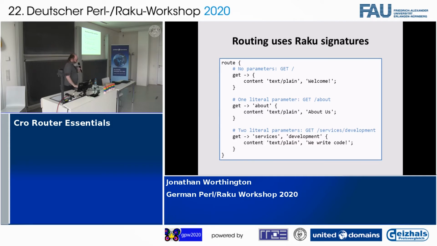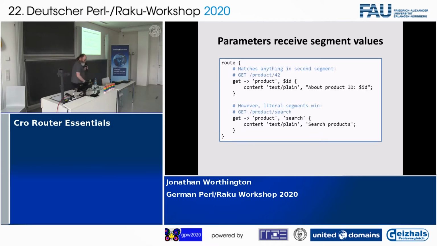What if we actually want to get some interesting data into this? Well, we just replace one of those segments with a variable. So that is a normal parameter. In fact, that's what you would most often see after the arrow in a pointy block.